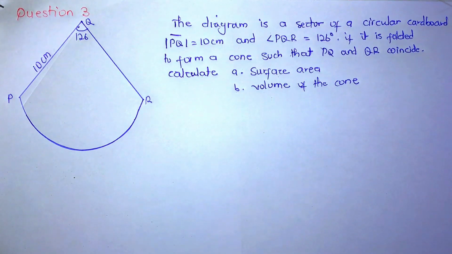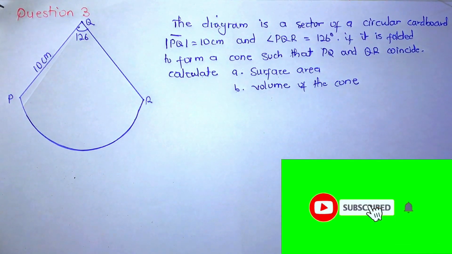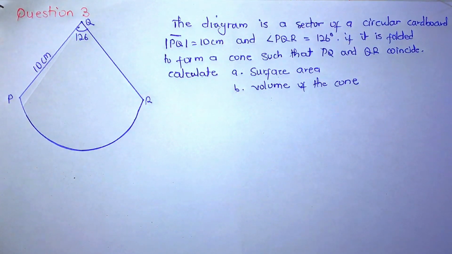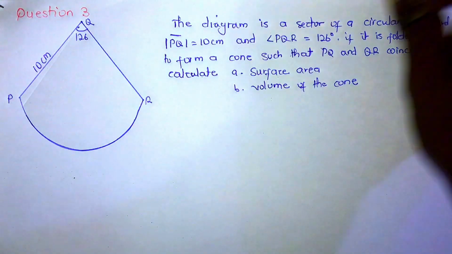Now question 3. There's a diagram. The diagram is a sector of a circular cardboard. PQ is 10 centimeters and angle PQR is 126 degrees. If it is folded to form a cone such that PQ and QR coincide, you should calculate the surface area and the volume of the cone.